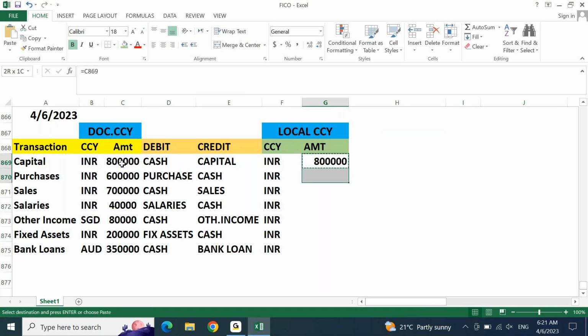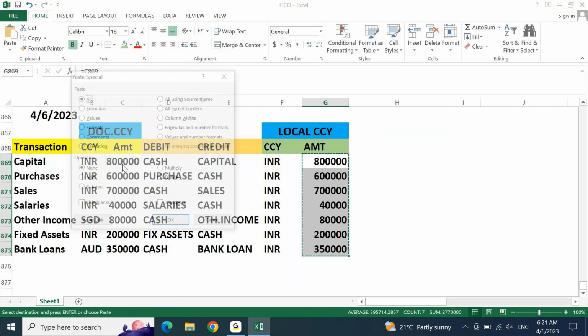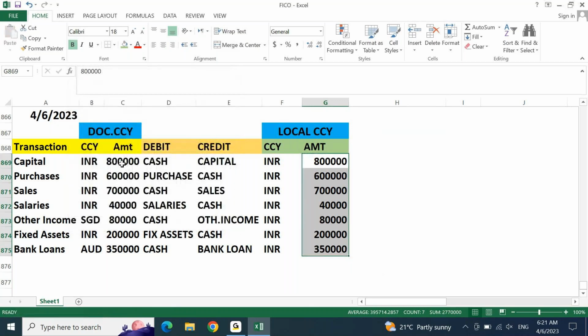So if this is the same, I am going to put the same here. I'll copy and paste everywhere. But there are certain places where the document currency is not INR. What are those? Other income and bank loans. These two are not in INR. So the system will not bring the same number here. If your document is in a different currency and your local currency is some other currency, what will the system do to bring the local currency? It will do currency conversion.